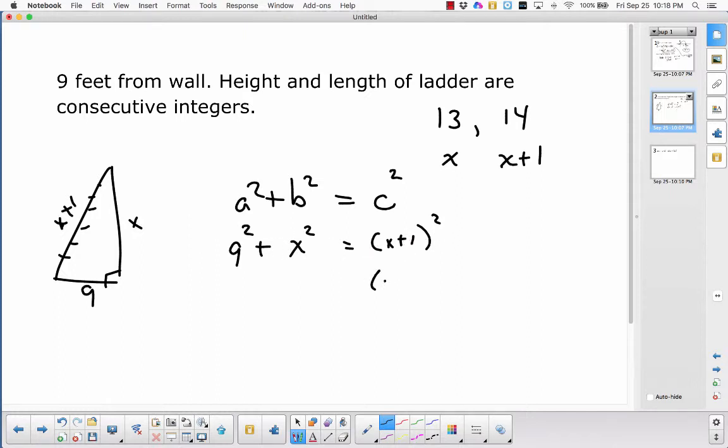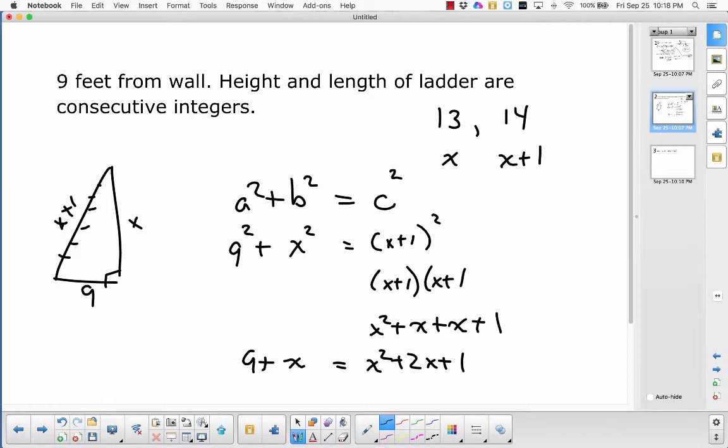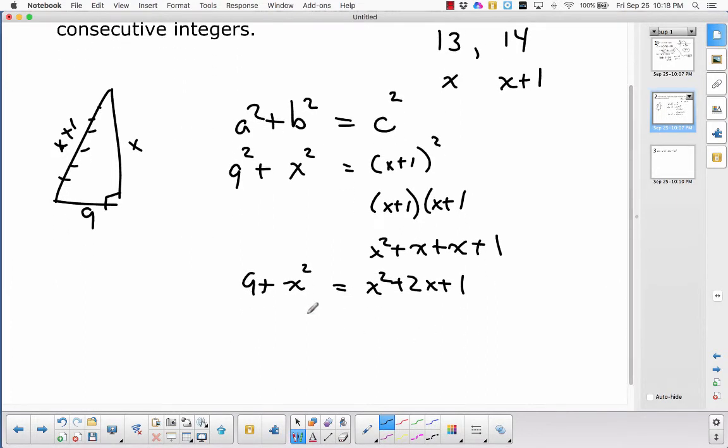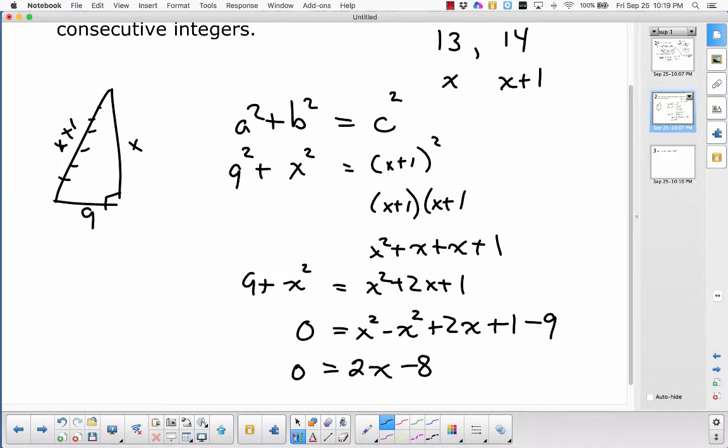Okay, now let's FOIL this out. That's x plus 1 times x plus 1. That'll be x squared plus another x plus 1, or x squared plus 2x plus 1. And that's equal to 9 plus x squared. Now let's bring everything over to the right side. So I'll have 0 here. I'll have this x squared. When I bring this one over, it becomes a minus x squared. Then I have the 2x, and then I have the 1. When I bring the 9 over, it becomes a minus 9. So the x squareds cancel, and I'm left with 2x minus 8.